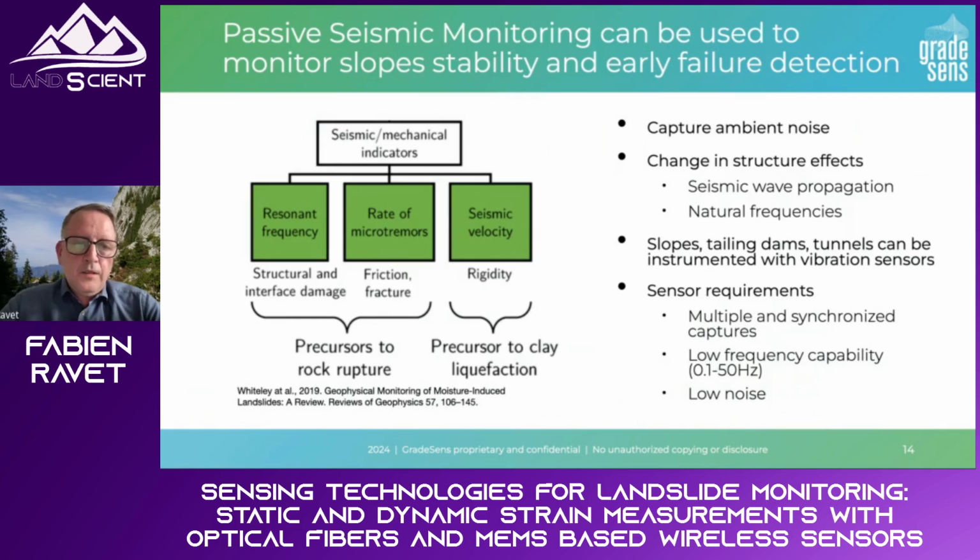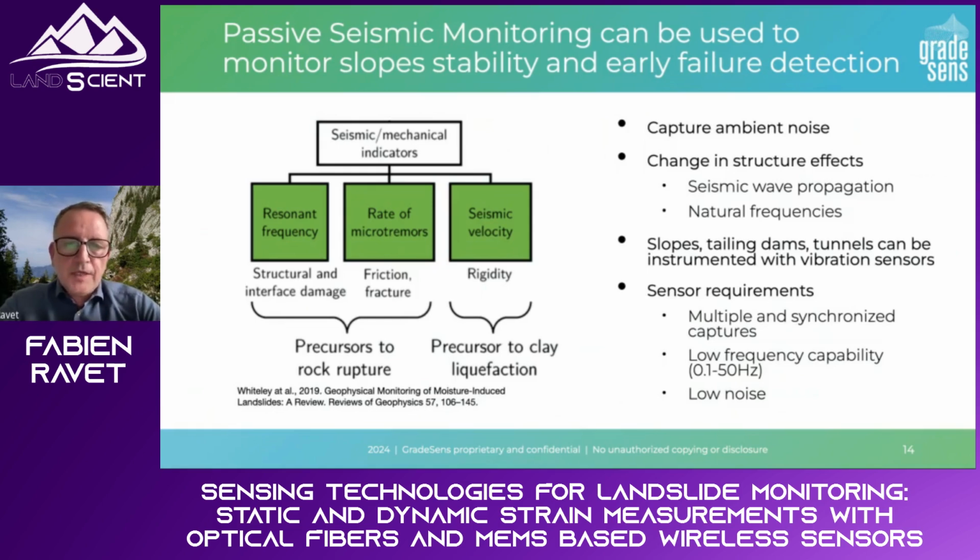Now, if we are willing to monitor a landslide, because the material is looser, then we will need to do seismic velocity analysis. But in any case, the idea here is to capture just ambient noise to monitor change in the structure of the object we are monitoring.